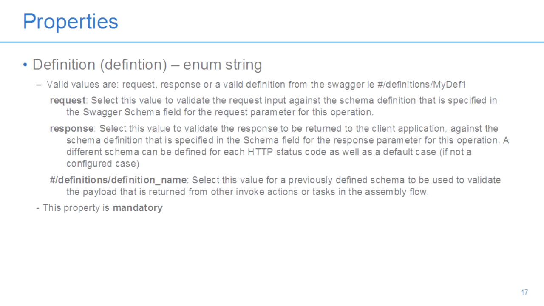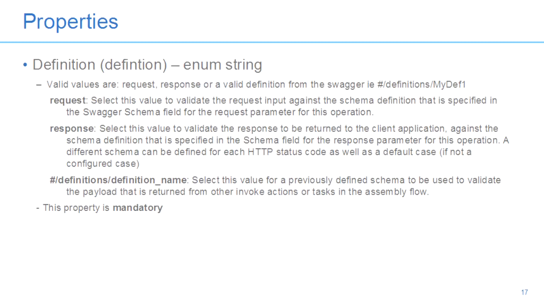So there's really one property for this policy, and that is just the definition. And the definition has three values that it can be. One is request, which is used to determine where to get the schema from when you're going to validate the request. So within your Swagger, you may have a schema defined for the request of the API, and specifying request will actually go and retrieve the schema from that location.